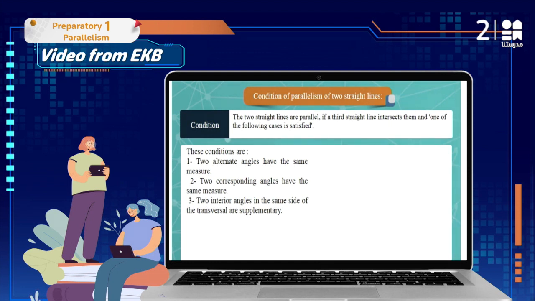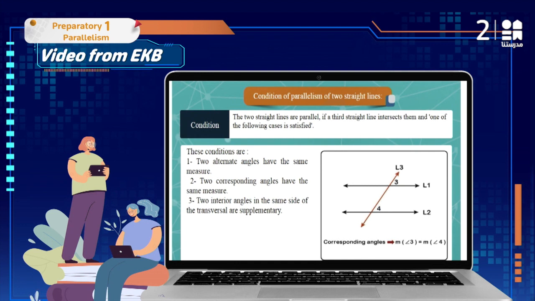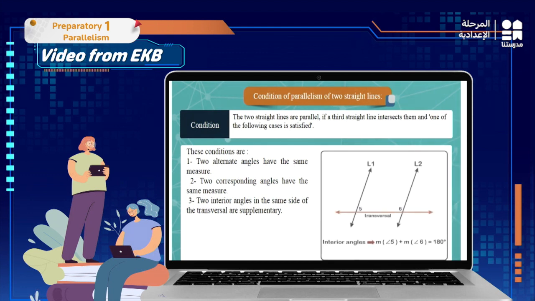The second case is if the 2 corresponding angles have the same measure. So if the measure of the corresponding angles 3 and 4 is equal, that makes the lines L1 and L2 parallel. The third case is if the two interior angles on the same side of the transversal are supplementary. That means if the sum of the interior angles 5 and 6 equals 180 degrees, that makes the lines L1 and L2 parallel. Note that only one case from these cases is enough to make the two lines parallel.